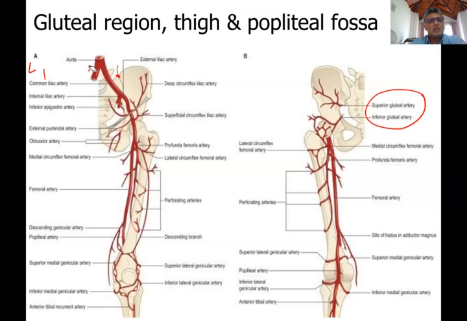Below the inguinal ligament, when it enters the lower limb with the femoral vein, it passes through a fascial sheath called the femoral sheath, which is a continuation of the transversalis fascia and the iliacus fascia. The iliacus fascia is here. The transversalis fascia is on the anterior abdominal wall aspect. Anyway, we will learn these things later. So it passes to the lower limb through this fascial covering, the femoral sheath.